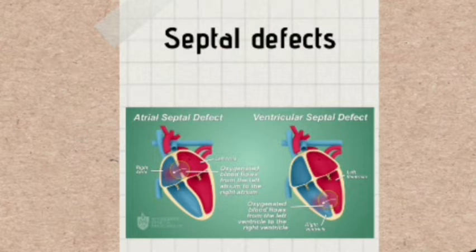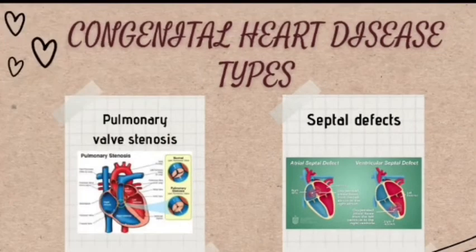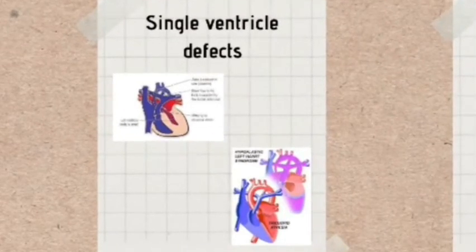The next one is ventricular septal defects. This is a common form of congenital heart disease. It occurs when there's a hole between the two pumping chambers of the heart, which are the left and the right ventricles. The next type is single ventricle defects.